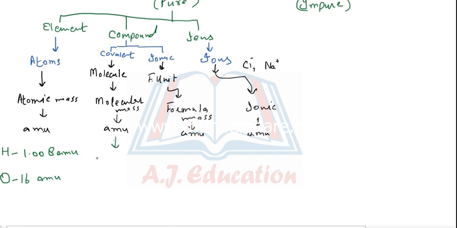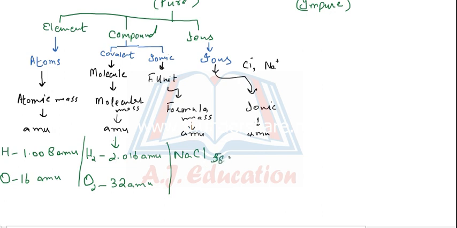Let's see the mass of molecules. If we have a molecule of hydrogen, that is H2, the mass of the hydrogen molecule is 2.016 AMU. In the same way, the mass of an oxygen molecule is actually 32 AMU. Let's see the mass of an ionic compound. For example, sodium chloride, NaCl. The mass of sodium chloride is actually 58.5 AMU.